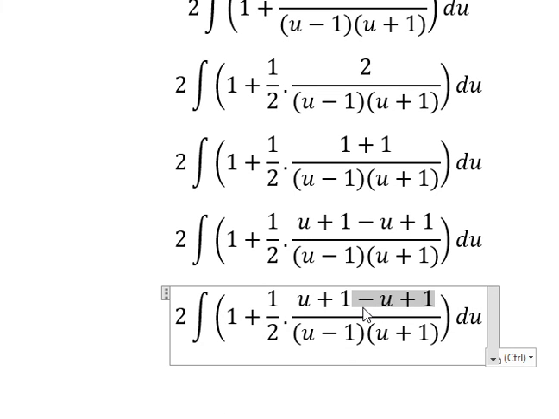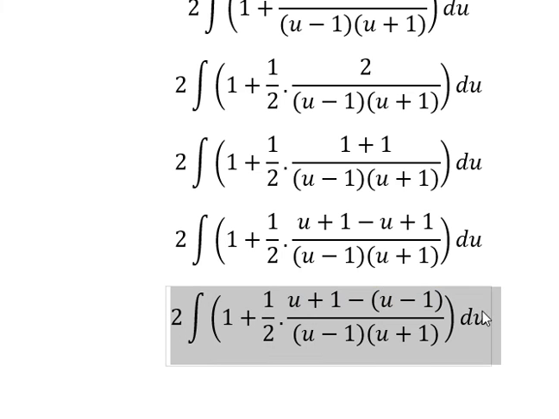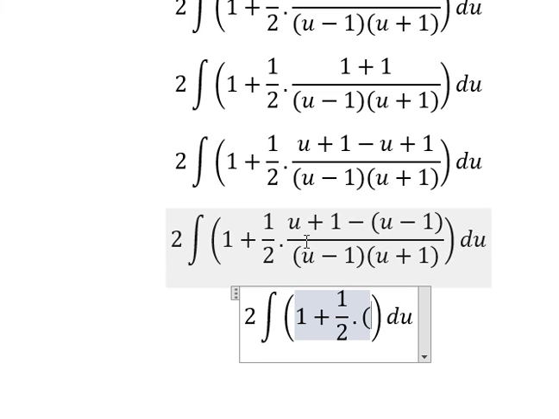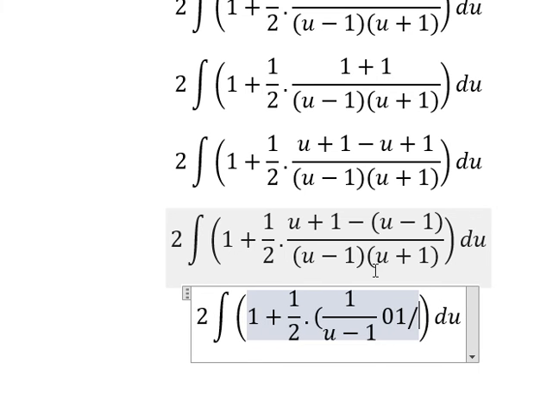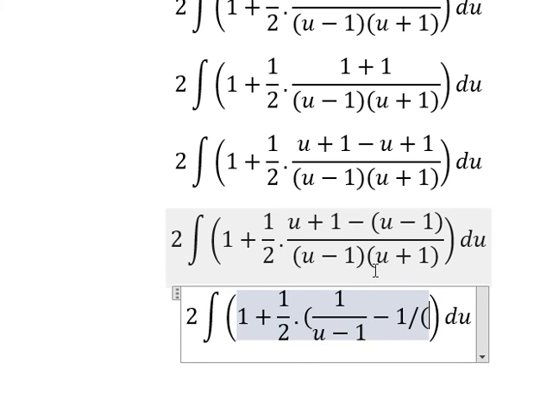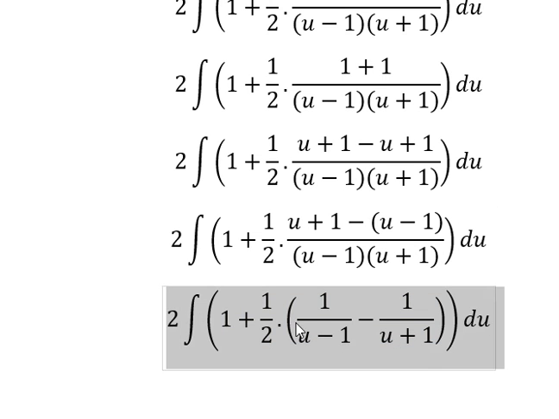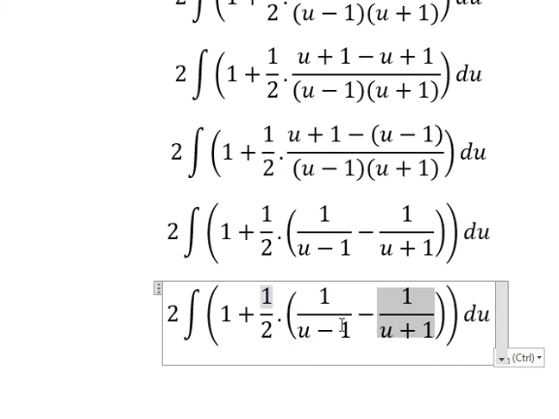This one we can factor, that's negative, open the parenthesis, u minus 1. So u plus 1 divided by u plus 1, u minus 1 divided by u minus 1. So we will have 1 over u minus 1 minus 1 over u plus 1. Now 1 over 2 multiplied by this one and this one.